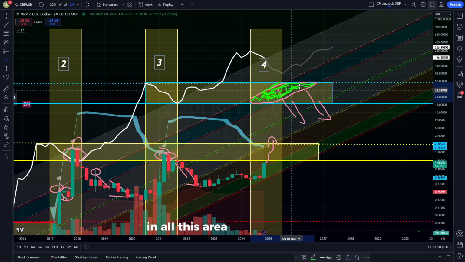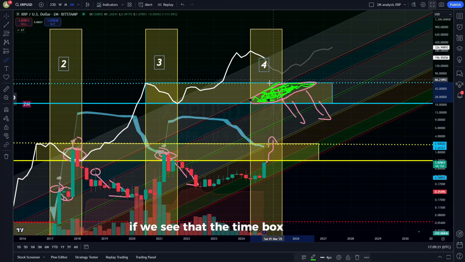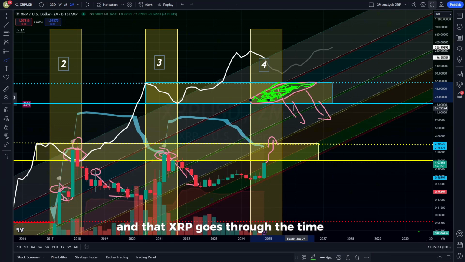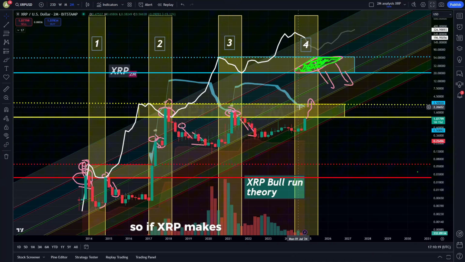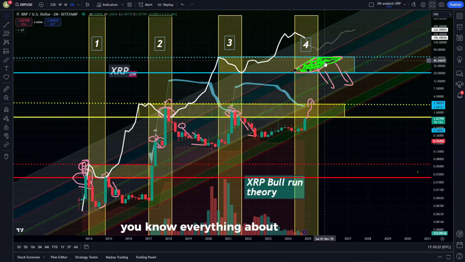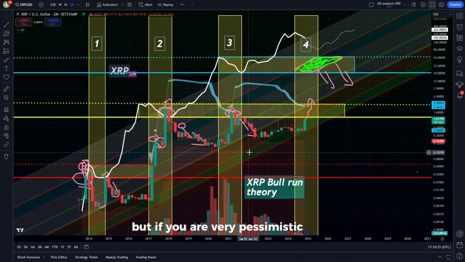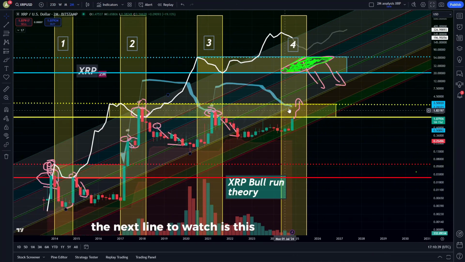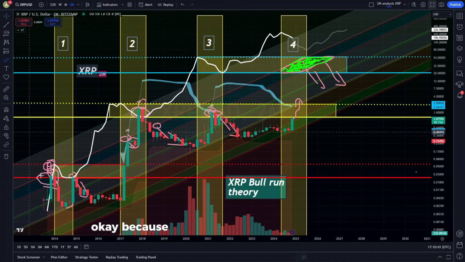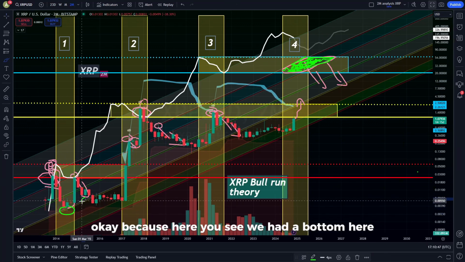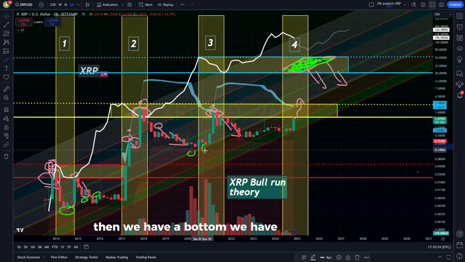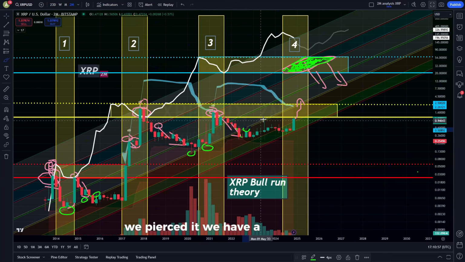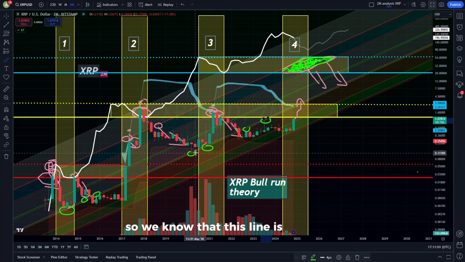In all this area. So in the future, if we see that the time box is wrong and that XRP goes through the time box and remains bullish, we still have this area to check. So if XRP makes a new all-time high, you know everything about the targets. But if you are very pessimistic, okay, the next line to watch is this yellow line going up, okay? Because here you see we had a bottom, here we had a bottom, we pierced it, we have a top, okay? Then we have a bottom, we have another bottom, we pierced it, we have a top and a top. So we know that this line is key for XRP.